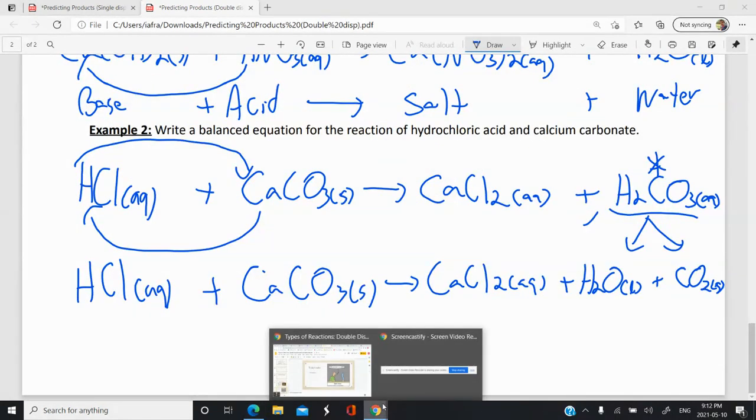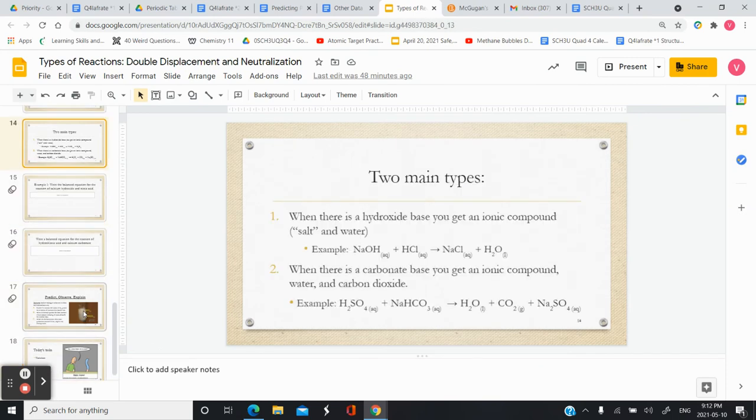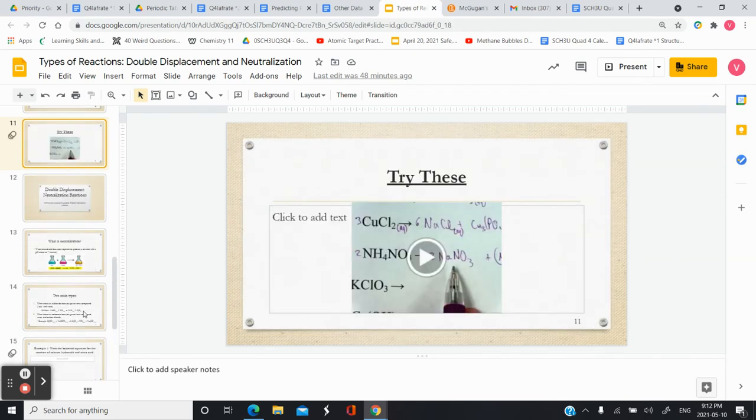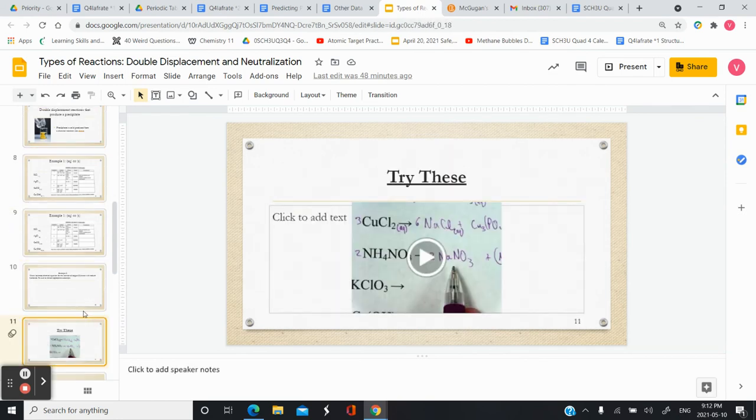So you can practice the questions in the worksheets and in these notes again. You can practice to predict, observe, explain, which will be very helpful to help consolidate the information. And there's also a few other videos embedded within this presentation that you can go over to practice these skills.